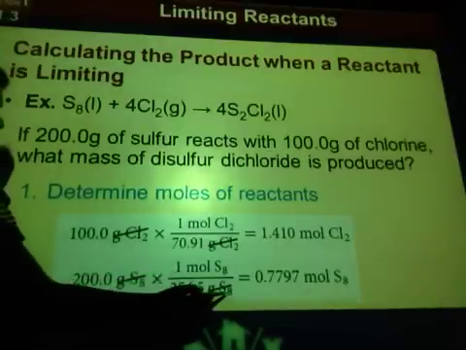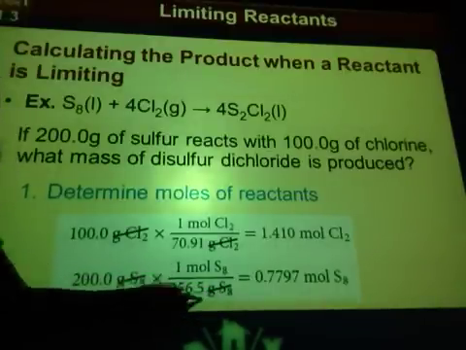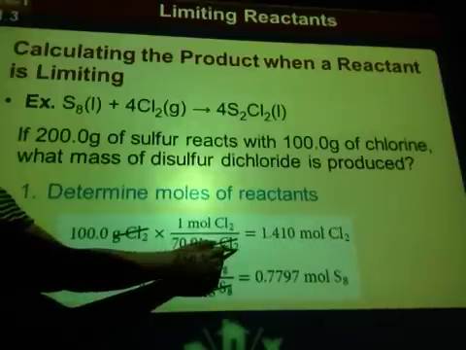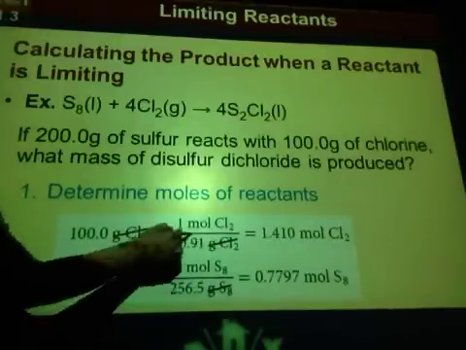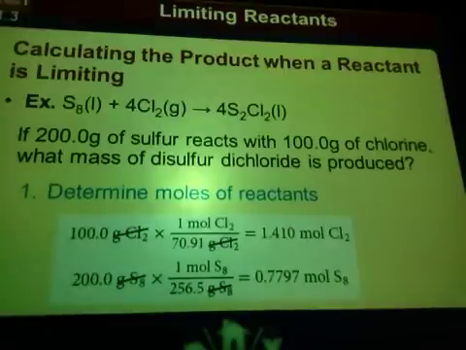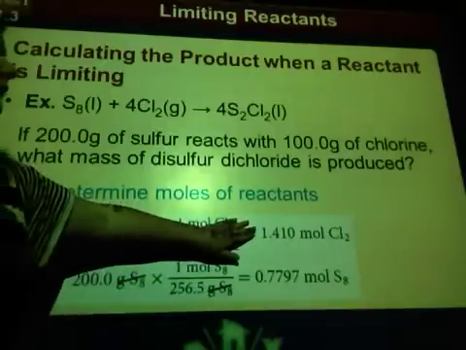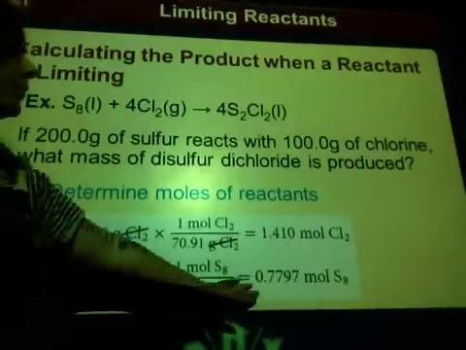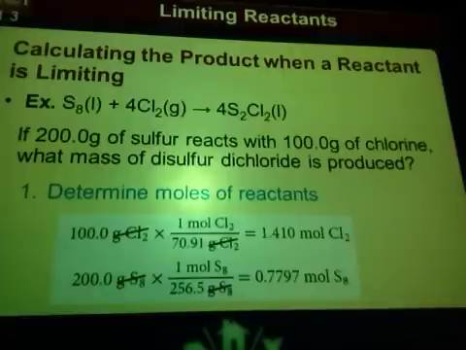Since I have 8 sulfurs there, that's why it's going to be that 256. And remember, since I had 2 chlorines, that's why it's 70, not just 35. So now I've taken my mass of both reactants and converted those into moles. I have 1.410 moles of chlorine, 0.7797 moles of sulfur. Okay? So now I've done my moles.